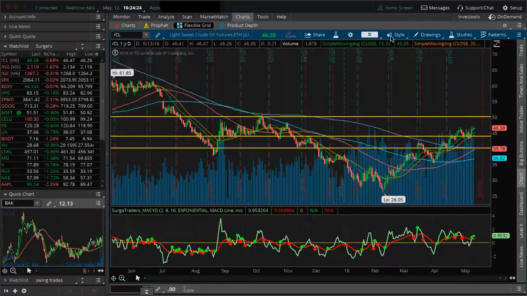All right, back to the chat. The MACD file is, I believe, in the pinned section of #3 active trading.